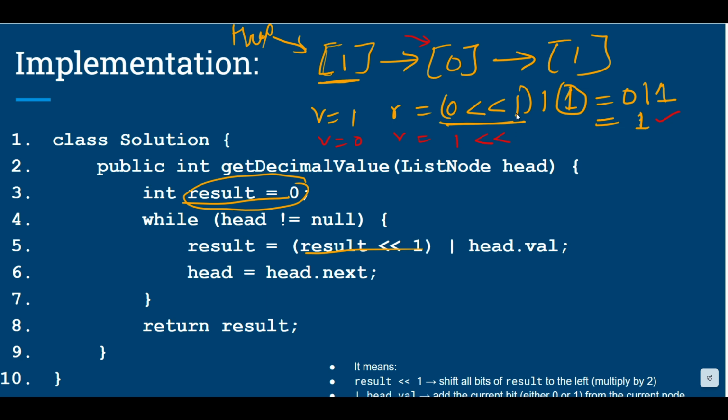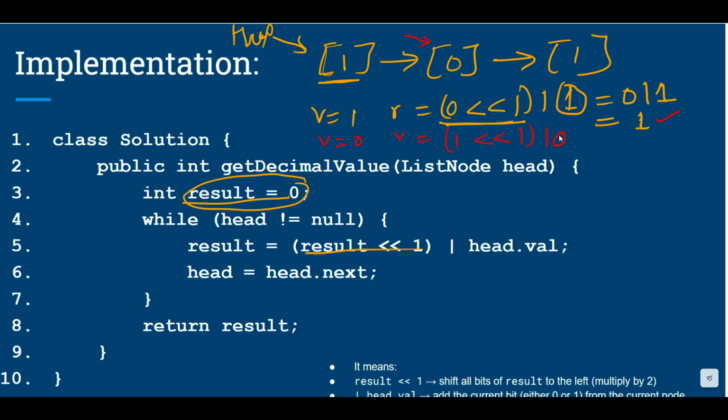We'll make a shift. What is the current value? The value here is 1, right? We'll take 1. Now we'll take the value of the current value, right? You can check here. We'll take the shift, right? The head dot value is 0.